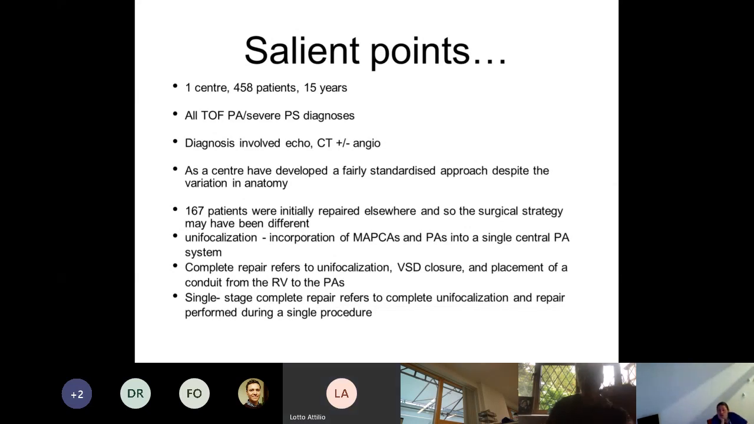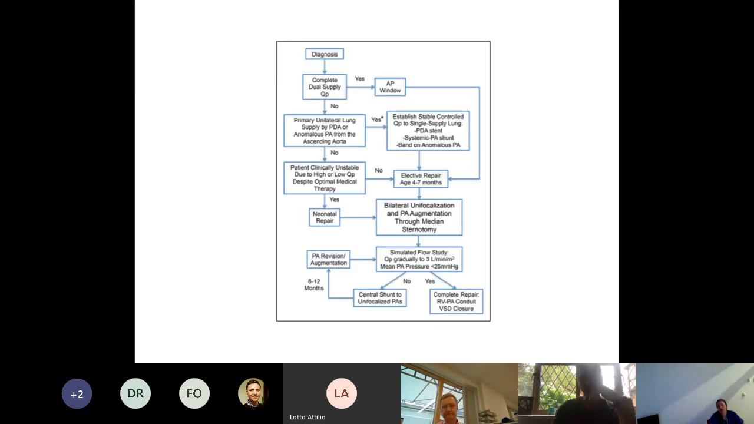So, one center, 458 patients, a good sample size, and it's important to note that when they talk about complete repair and single stage repair, that's what they're referring to. Can everybody see that slide? Yes. Good. Okay. So this is the flow chart that they use when they assess their patients and send them down their treatment pathway.